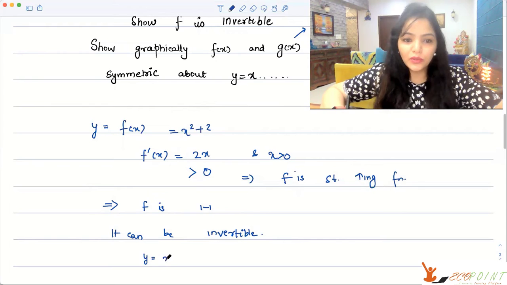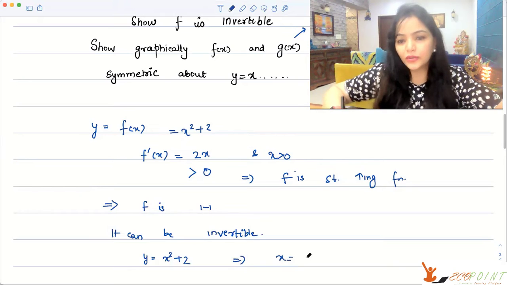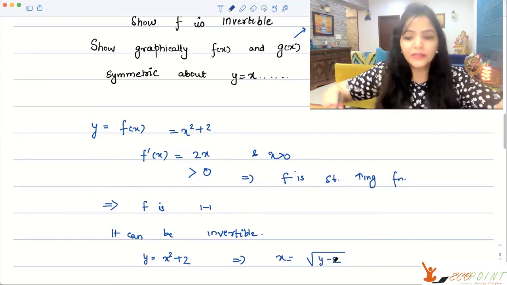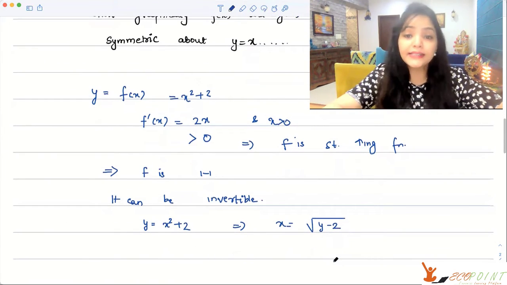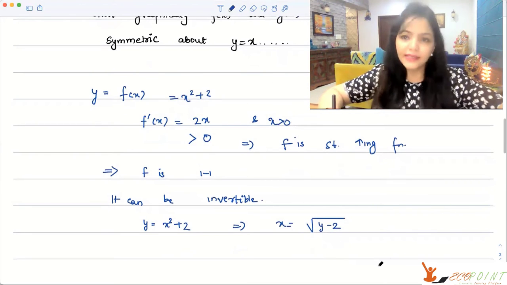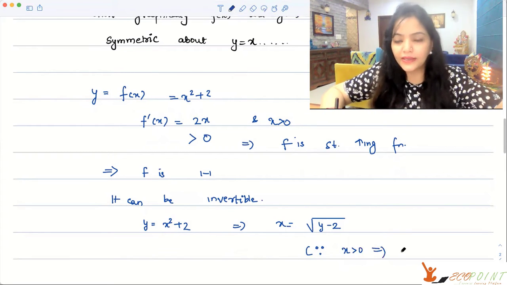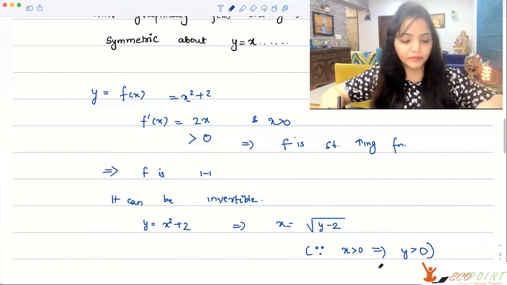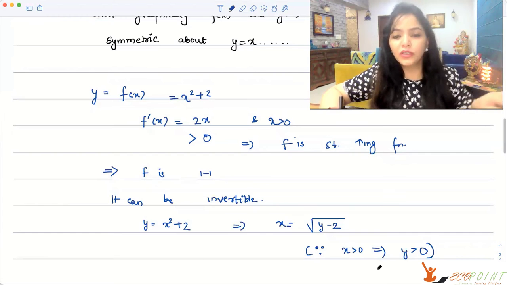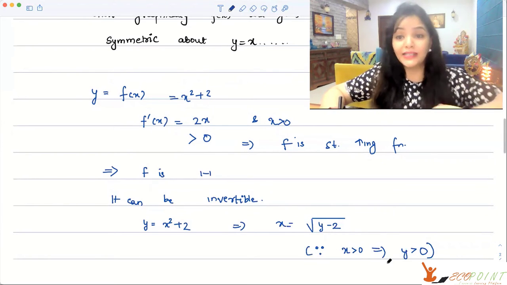Now, y is equal to x squared plus 2, so that implies x is equal to plus or minus the square root of y minus 2, but we will ignore the minus because x is given to us as greater than 0. That's why we can easily create this inverse. You can write it down because x greater than 0 implies y is greater than 0, so we don't have any issue here. We will ignore the minus sign.